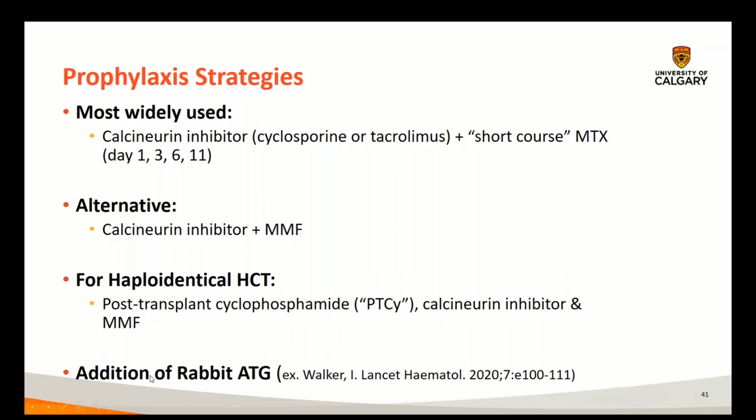Many centers add rabbit ATG, and while we typically think of ATG as being associated with a reduced incidence of chronic graft versus host disease, several randomized trials, including this Canadian study, have shown that the addition of rabbit ATG to conditioning also reduces the incidence of acute graft versus host disease.